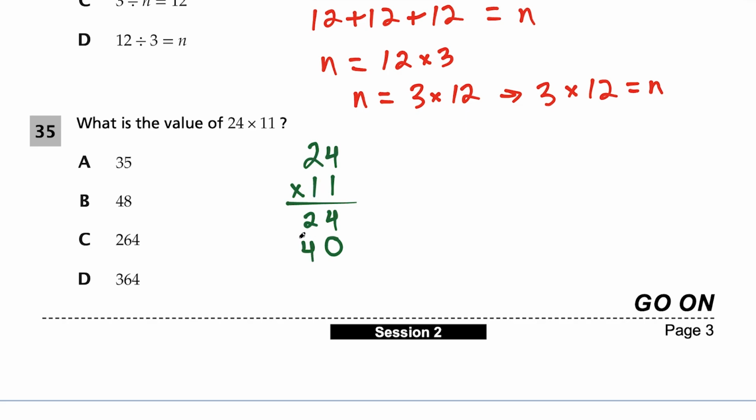We have 1 times 2 is 2. And now we just do the addition here. We're going to add this stuff up. We have 4 plus 0 is 4. 2 plus 4 is 6. And then the 2 just carries down. This product is equal to 264. Choice C is our answer.